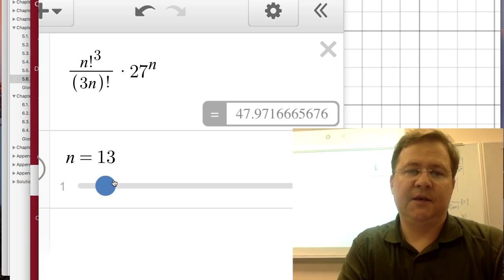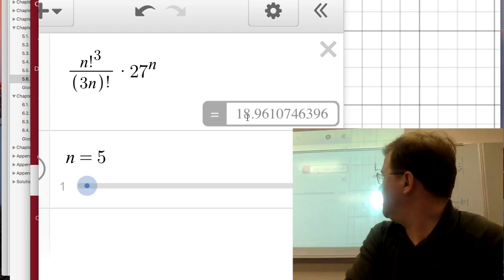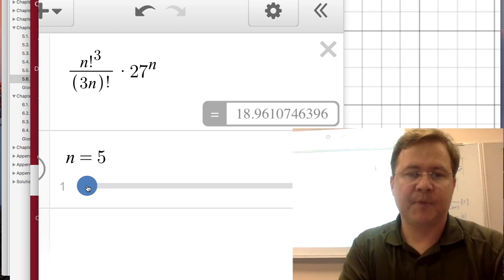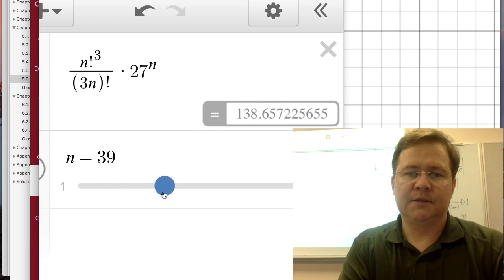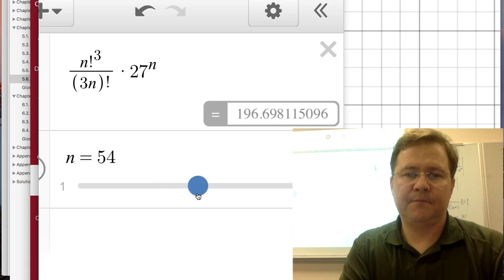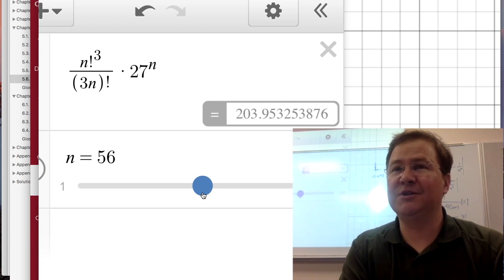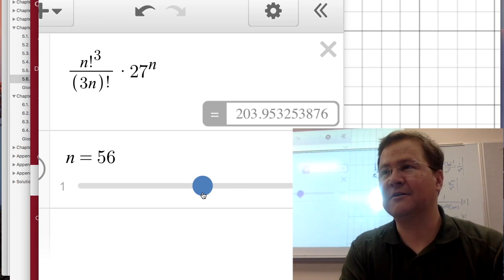Okay, so I can see that if you plug in, so you already did it when n equals 5, right? So the fraction ends up being about 18.96, which is 1.3 times. Okay. And as n keeps getting bigger, it looks like it's getting bigger. See how it's going like that? Does it ever start to come back down though? Bigger, bigger. Nope. 56 is okay. 57 is not okay. We have no idea.